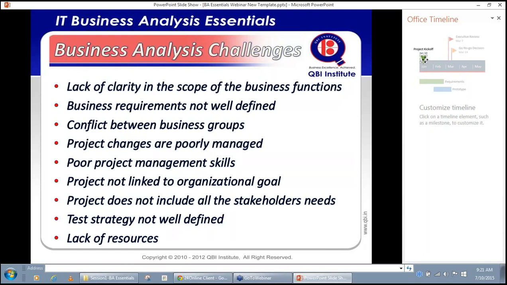Project changes are poorly managed. Poor project management skills. Project not linked to organizational goals. Project does not meet all the stakeholder needs. Test strategy not well defined. Lack of resources. You see, friends, you will learn in the requirements engineering and management lecture that approximately 15 to 20% resources of the project should be allocated to the analysis phase. If you do not do that, you will not be able to complete your analysis activity in a proper manner. And again, I'll repeat that all these things have some linkage to the word requirement.